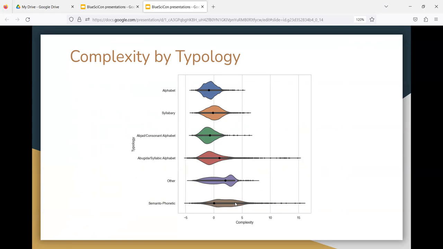However, the spread of the data here is very different for semantophonetic languages than for alphabets, syllabaries, abjads, and abugidas, which tend to be clustered around one area, while semantophonetic languages are spread out more, which would indicate maybe that semantophonetic languages have a more diverse range in their complexity.